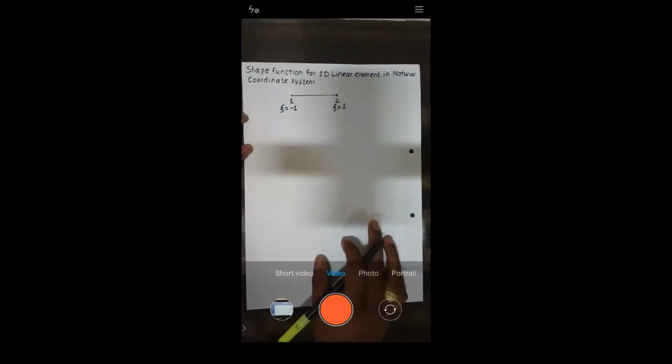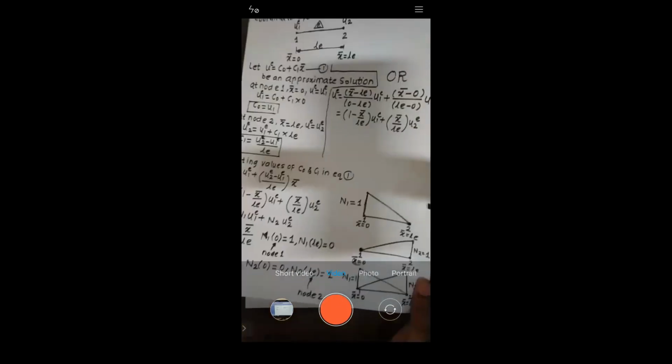Now see, here there is one more method to derive the shape function. We will use that method for deriving the shape function. Otherwise, if you want, in this method also I will explain how to derive it.